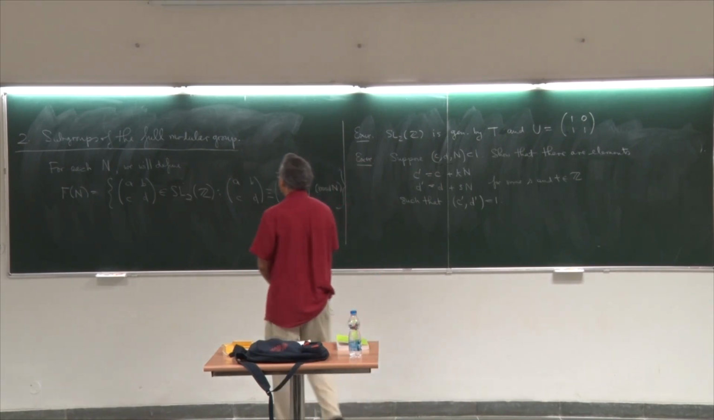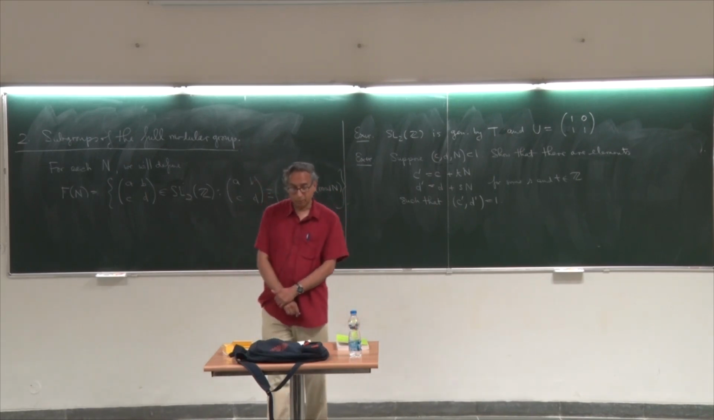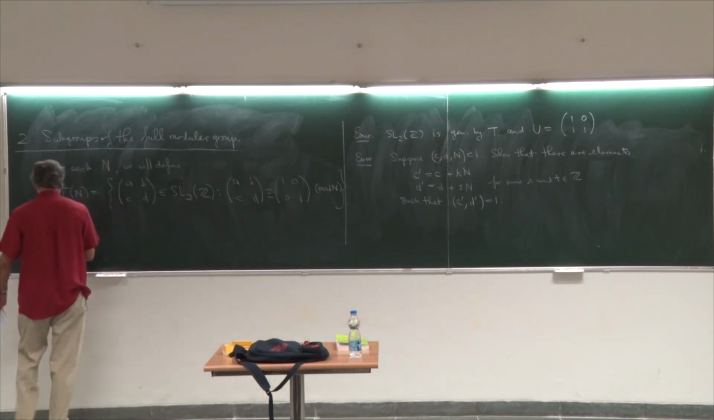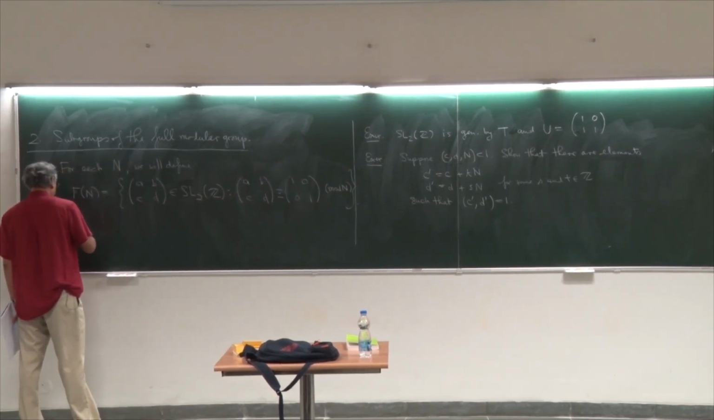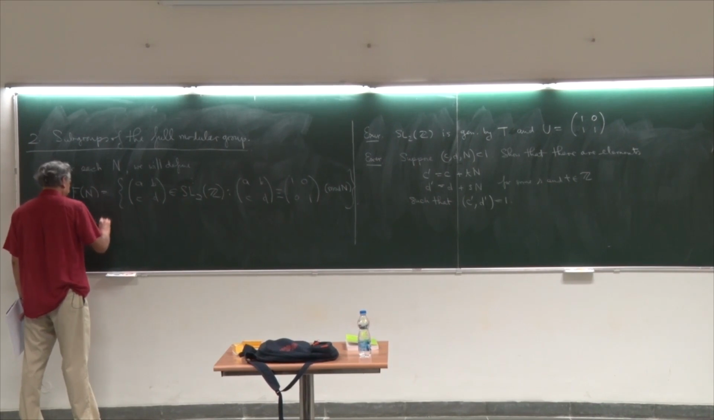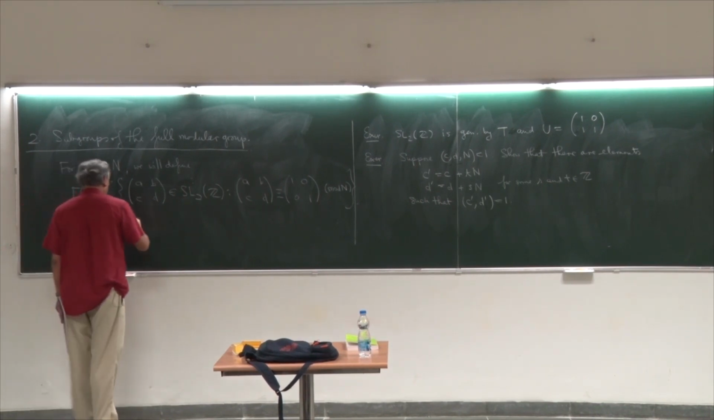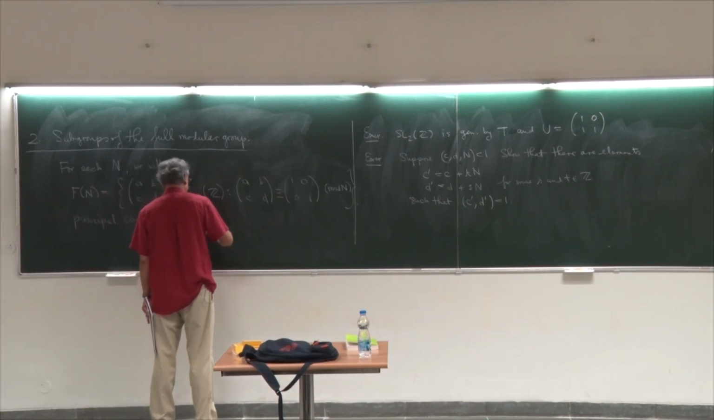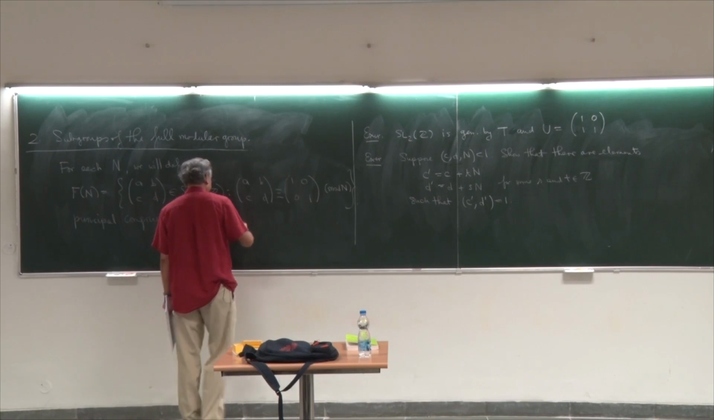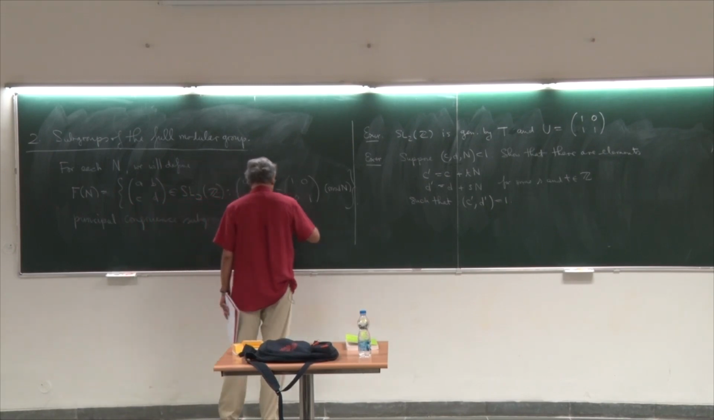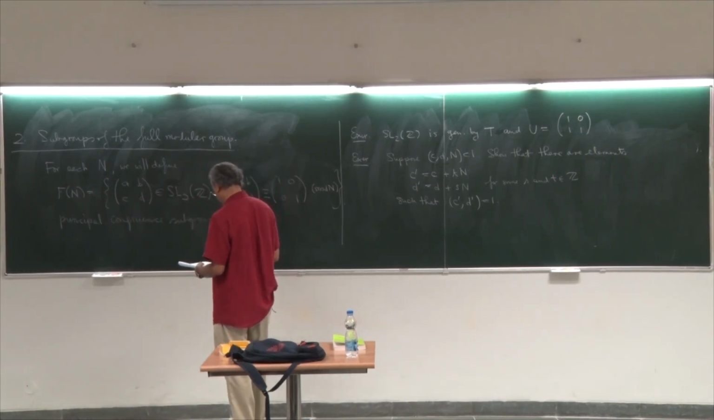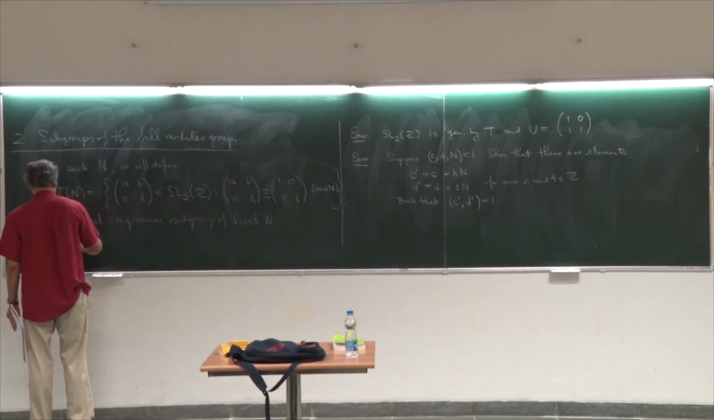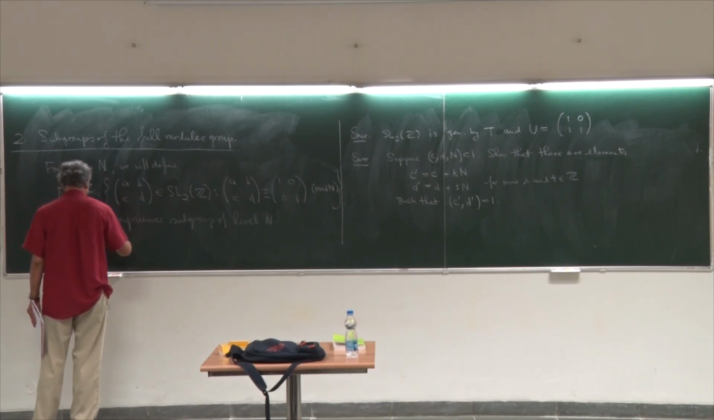So here these groups will play an important role, and we call this the principal congruence subgroup of level N. So for example, if n equals 1, gamma of 1 is back to SL2Z.